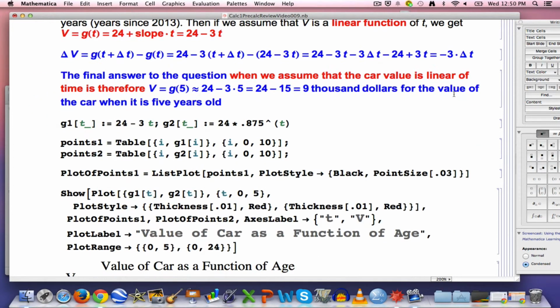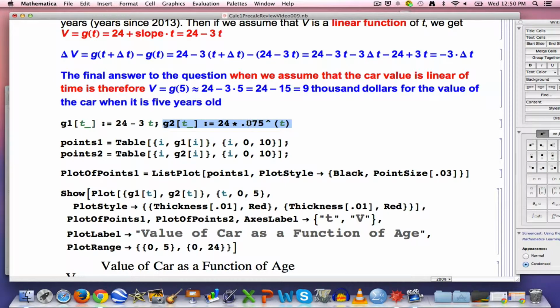Let's do the same kind of thing in this context. Here are our two models. This is the linear model. 24 is the initial value. Negative $3,000 per year is the slope, the rate of change. That graph is straight. G2 is an exponential decay function in this case.